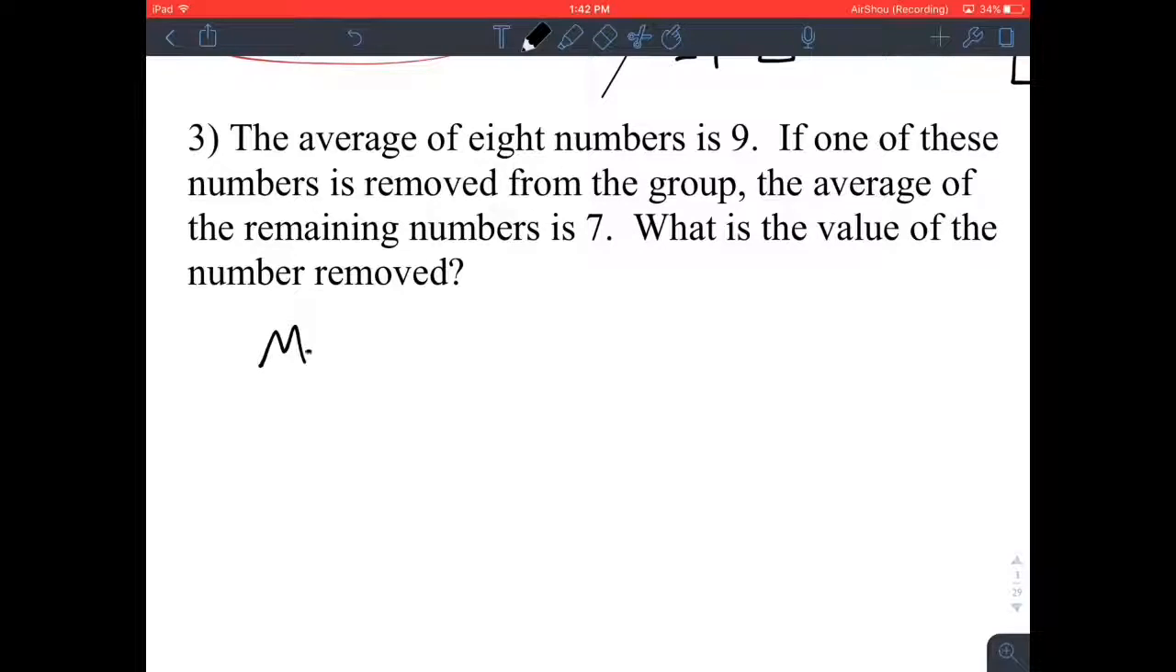So mean equals the sum of all the numbers divided by how many numbers we have. The average of the 8 numbers, the mean, is 9. There are 8 numbers. We don't know what the sum is. If one of these numbers is removed from the group, the average of the remaining numbers is 7.